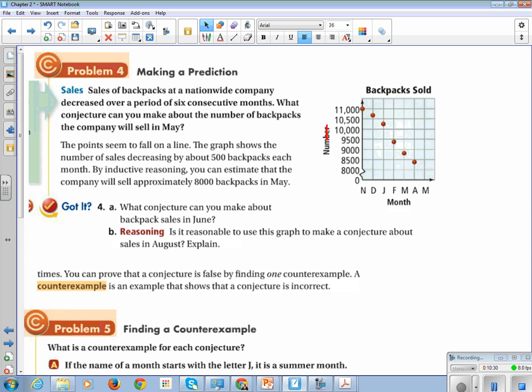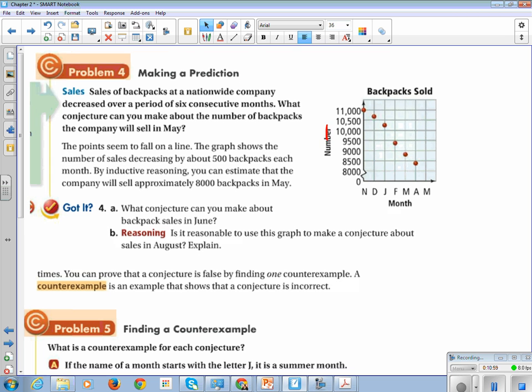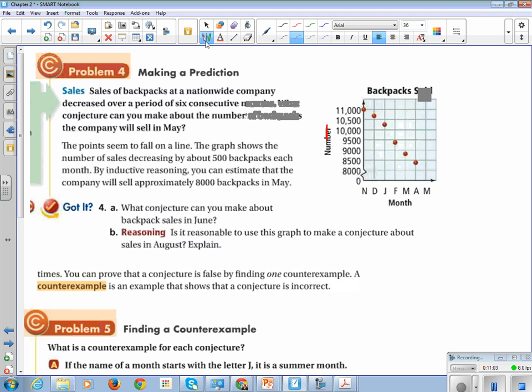Problem number four, making a prediction. Sales of backpacks at a nationwide company decreased over a period of 6 consecutive months. What conjecture can you make about the number of backpacks the company will sell in May? The points seem to fall on a line. The graph shows number of sales decreasing by about 500 backpacks each month. It's not exact, but it's about, because especially when we're graphing. So we're losing about 500 backpacks each month. By inductive reasoning, you can estimate that the company will sell approximately 8,000 backpacks in May.